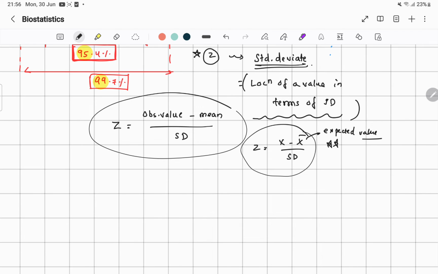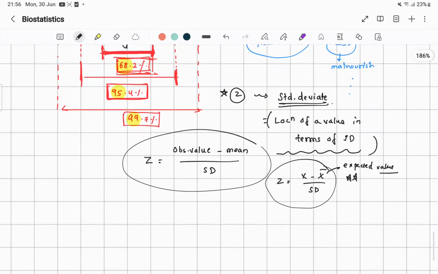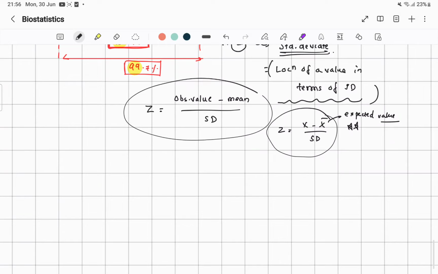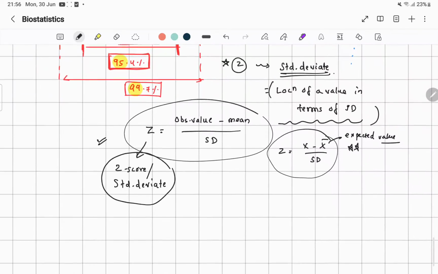Understood? Okay. Now we will go to another distribution which is called Poisson's distribution. This was the Gaussian distribution. You understood Z? What is Z? We call it the Z score. We also call it standard deviate. So if you are asked to calculate the Z score, you can use this formula: x minus x bar by standard deviation.